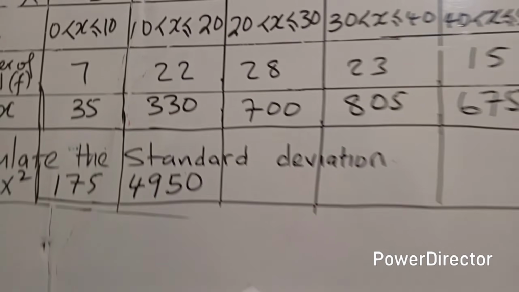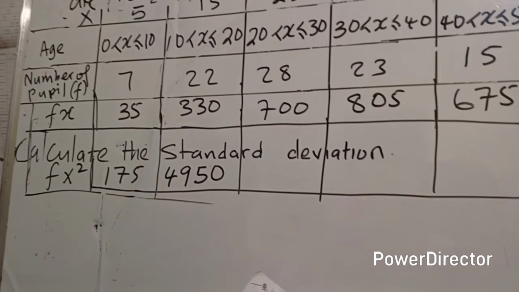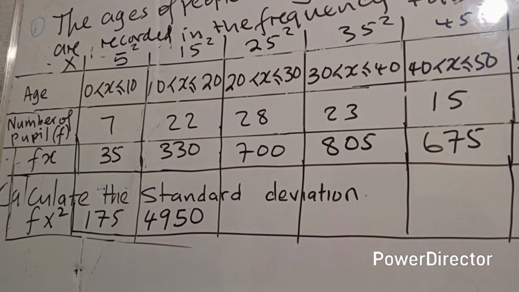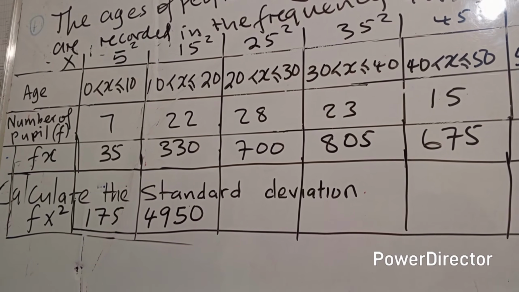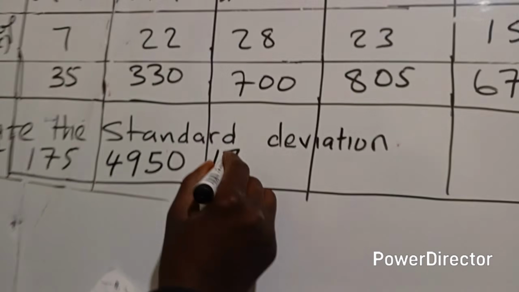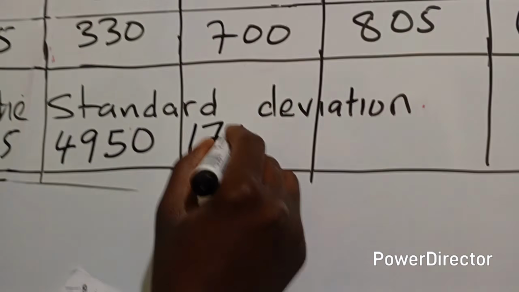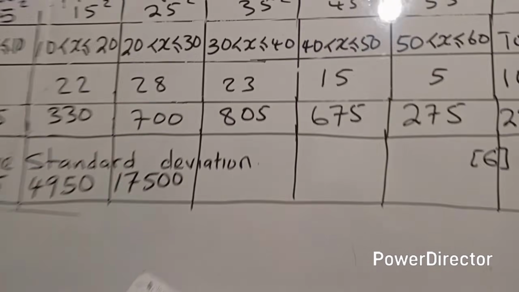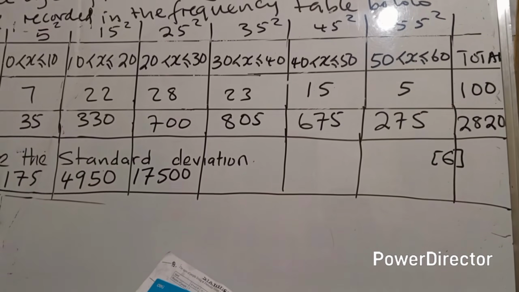I continue. I say, okay, 25 squared, that is 625. I just want to be sure of what we are doing. 625 multiplied by 28. I'll get 17,500. Again, I continue with my 35 squared.